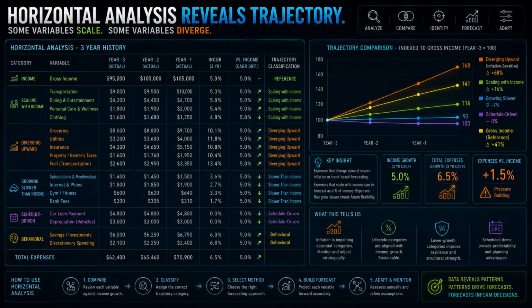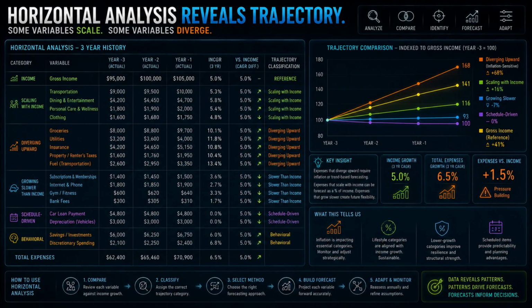Now we compare every variable against that growth rate. Some variables grow at the same rate as income, others grow faster, others grow more slowly. And this tells us which forecasting method is appropriate. For example, transportation, dining, and discretionary spending may grow proportionally with income. These variables may therefore be forecast primarily as functions of income.